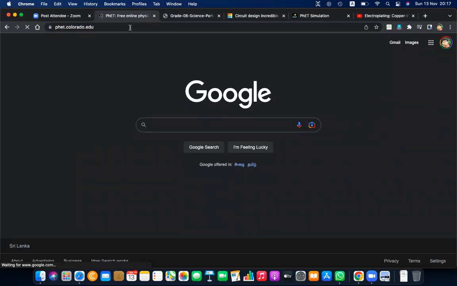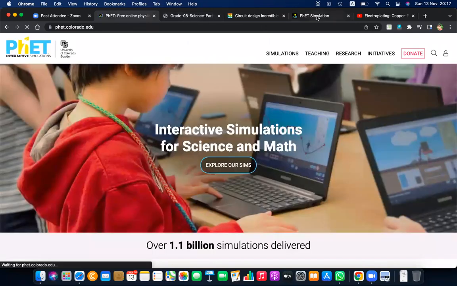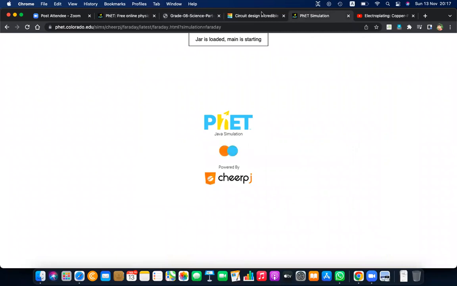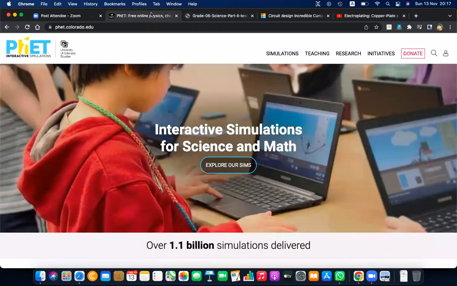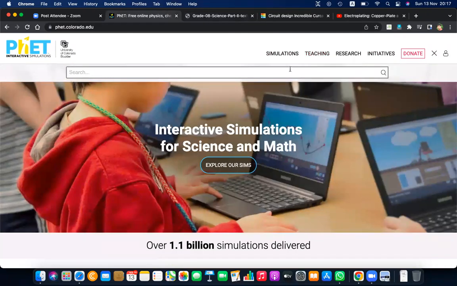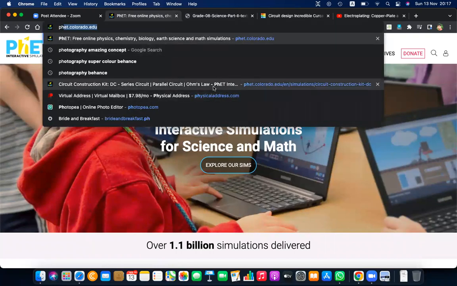So you can try this. You can just try this, the electromagnetic effect. But I thought that would load, but still it's on the way for some reason. Let's check with the normal simulations like DC kit.